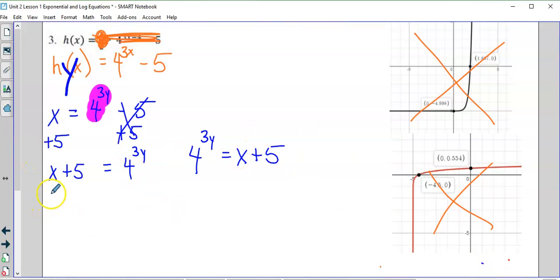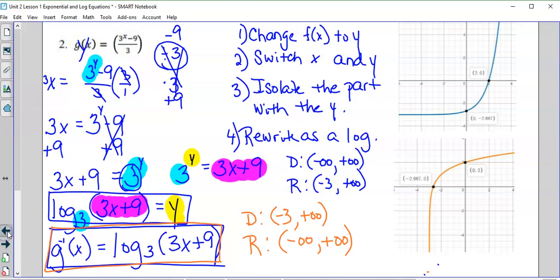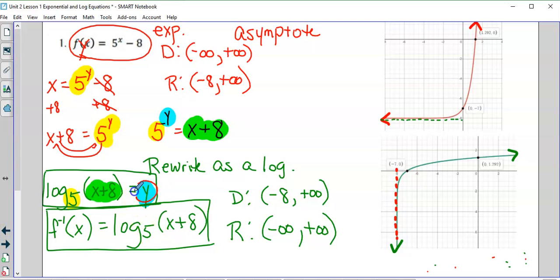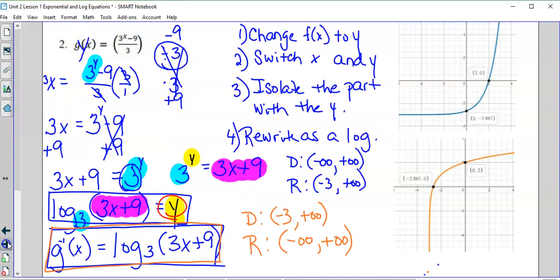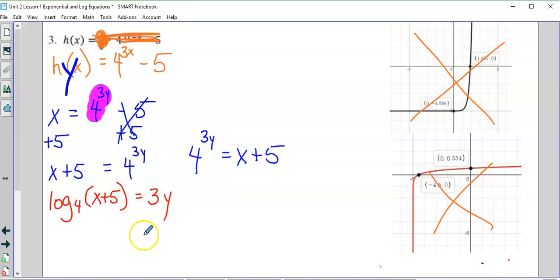So log base 4, and then the part that goes in parentheses is the x plus 5 equals 3y. Okay, so when I did these before, once I rewrote it as a log, all I had was y by itself. So you can see that one, and then this one I had y by itself. So on this one it's a little bit different because I've got a 3y instead of y by itself.